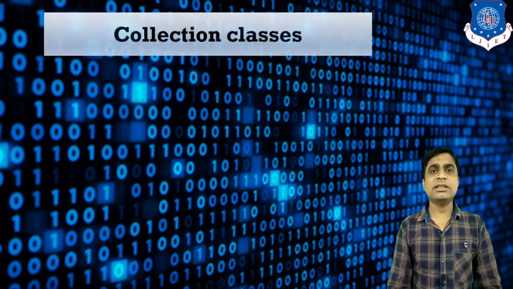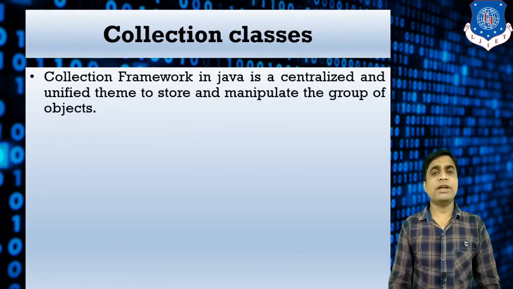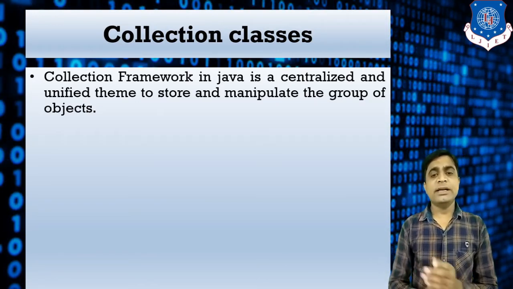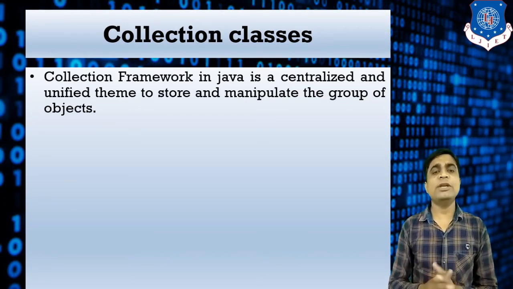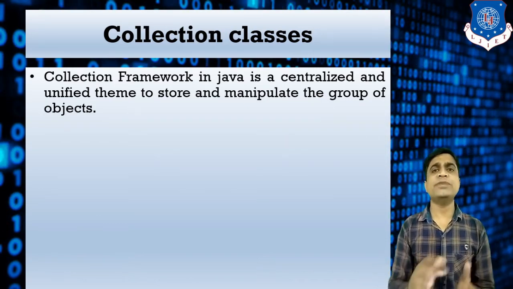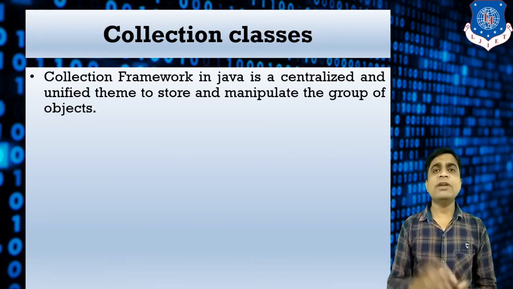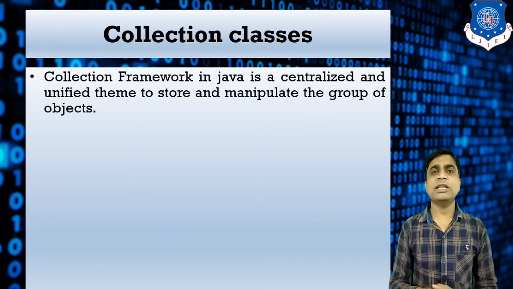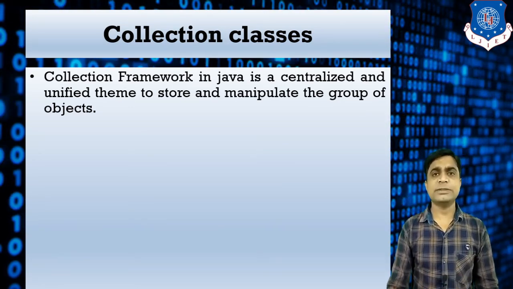First is the Collection class. Here the Collection is a framework in Java, and it is a centralized and unified theme to store and manipulate a group of objects. The Collection is used to store different types of values: string, integer, float, double, any type of value we are storing in the Collection classes and the subclasses of the Collection, and then we can manipulate that data according to the different classes.